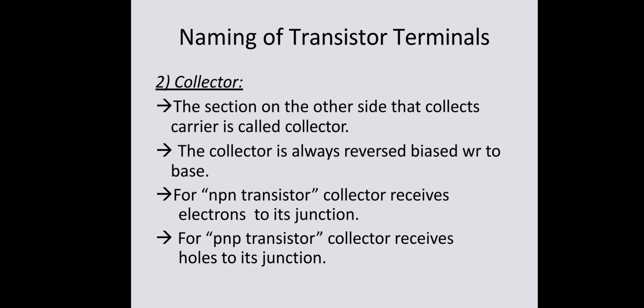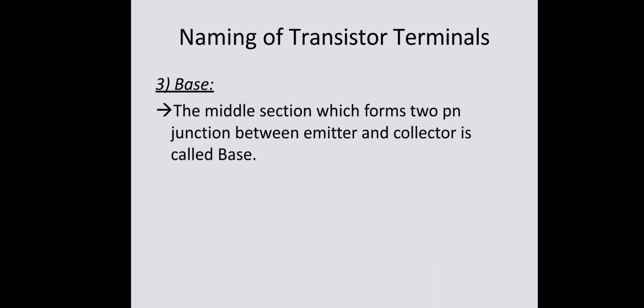The third region is the middle section, which forms two PN junctions between emitter and collector, and is called the base. The base acts as the recombination center. From the emitter side, for a PNP transistor, holes are coming and a few holes recombine with the electrons in the base region, and the remaining holes move towards the collector region.